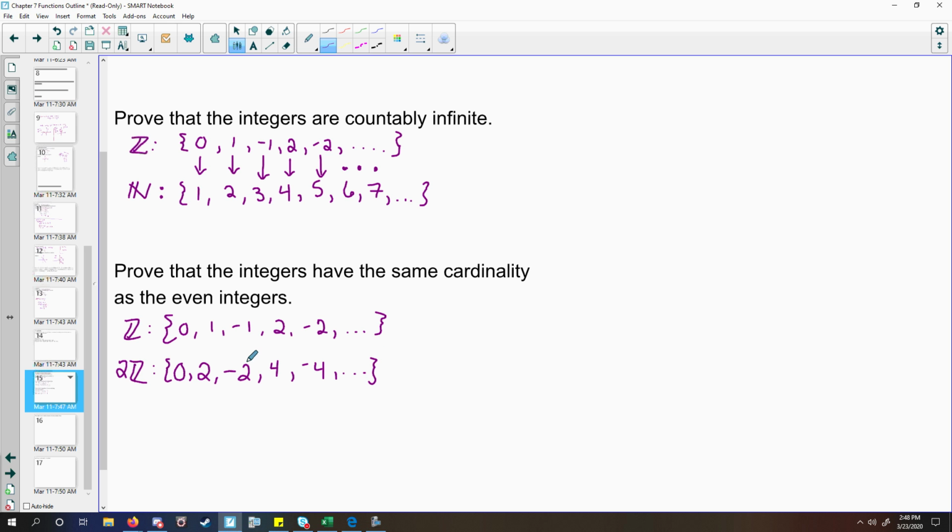And then just like we did before, go ahead and map. 0 will map to 0, 1 to 2, negative 1 to negative 2, so on and so forth.